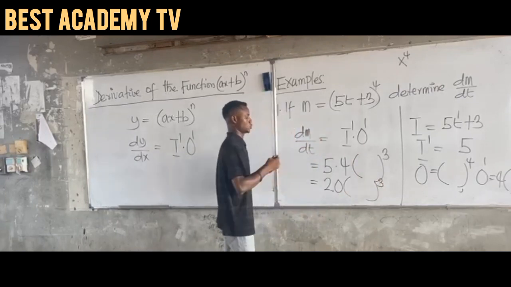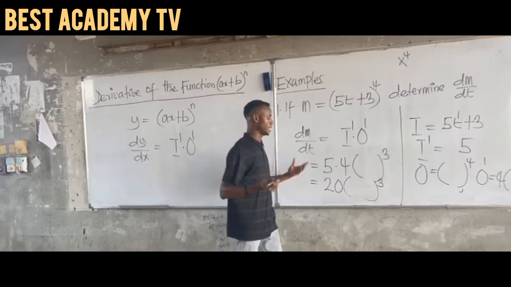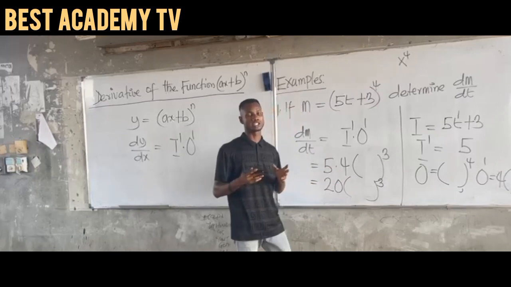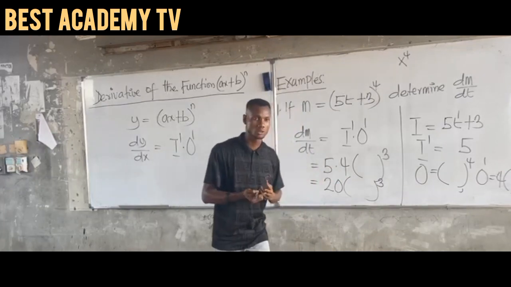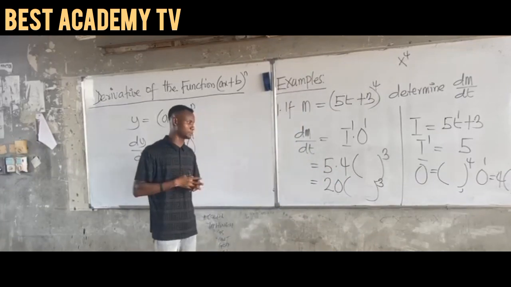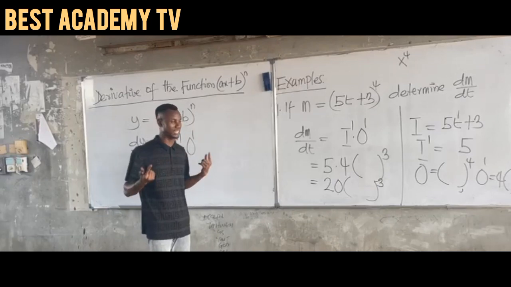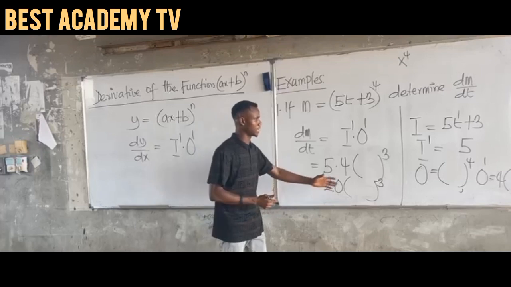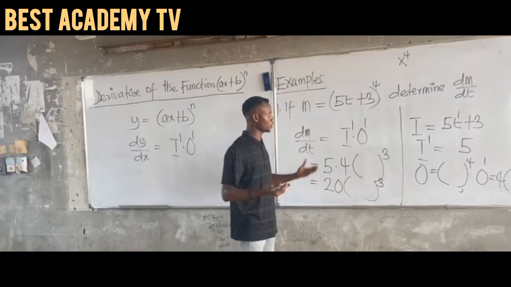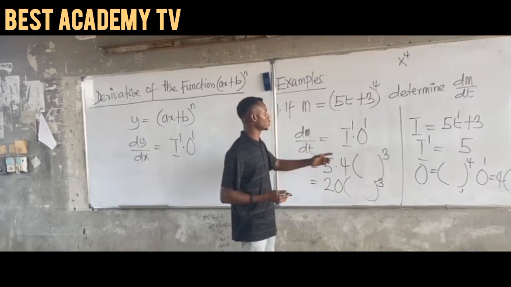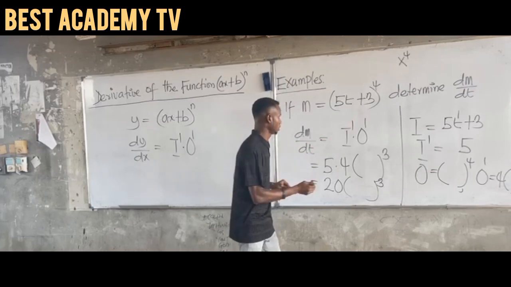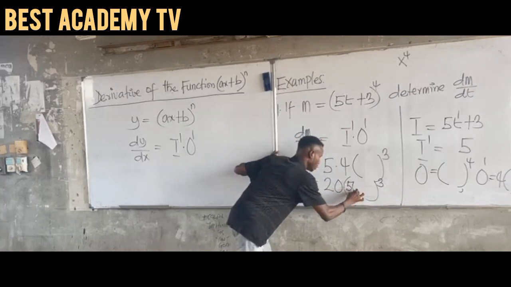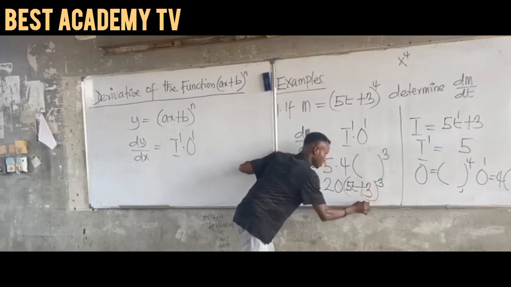I'll ask myself this question: what am I going to place inside this empty bracket? Because in mathematics, we don't have anything like an empty bracket except in sets, and this is not a set, please take note. So what I place inside this bracket is what is in the bracket from the equation. What is in the bracket from this equation here is 5t plus 3. This is my answer here.